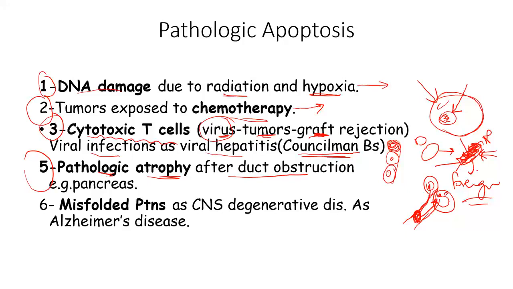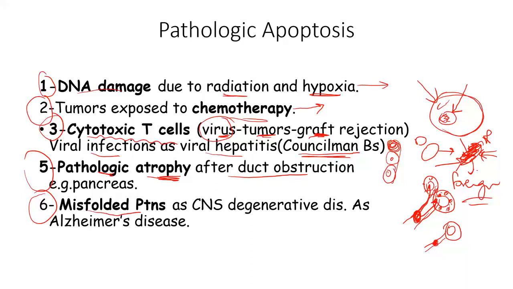and this back pressure will lead to killing or death of the acinar cells by the process of apoptosis, leading to reduction in the number of the cells in the acini, and so the acini will undergo atrophy and the number of the cells lining these acini will decrease, and this contributes to the atrophy. So pathologic atrophy after duct obstruction, for example in the pancreas, is mediated or helped by apoptosis. Lastly, we have the misfolded proteins.